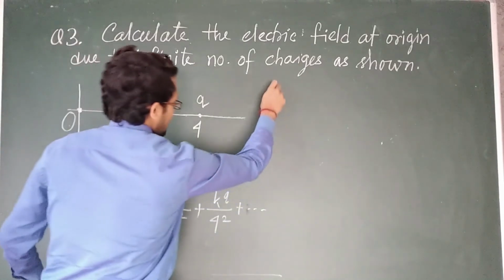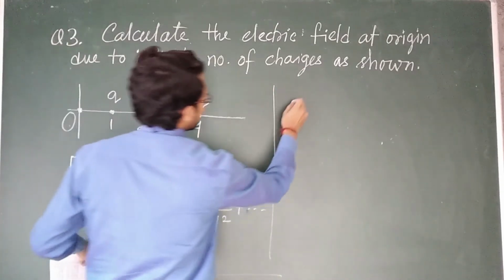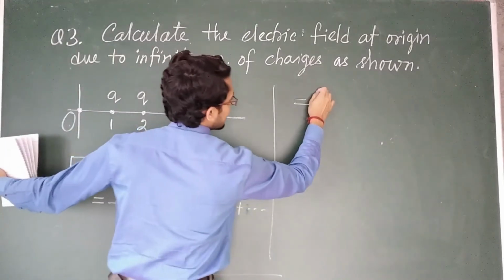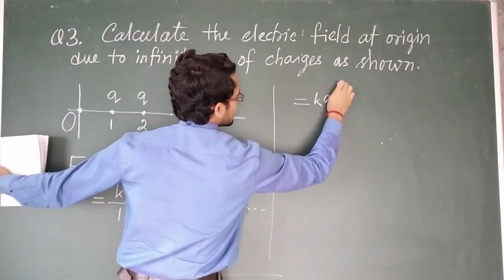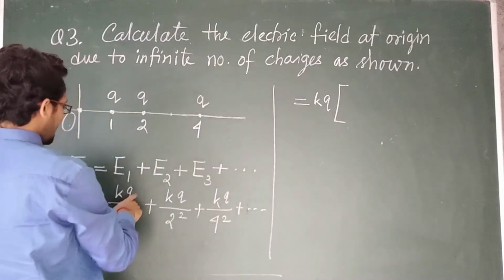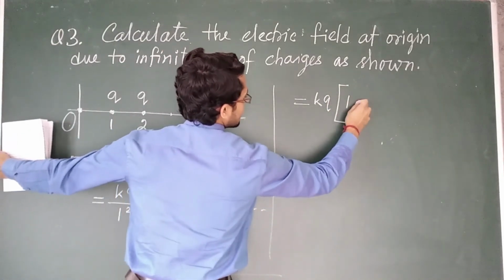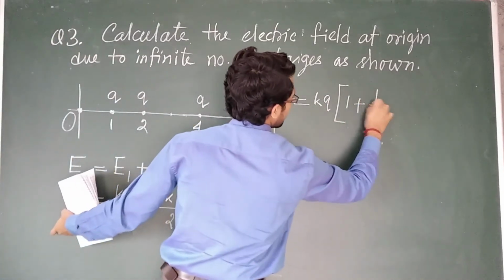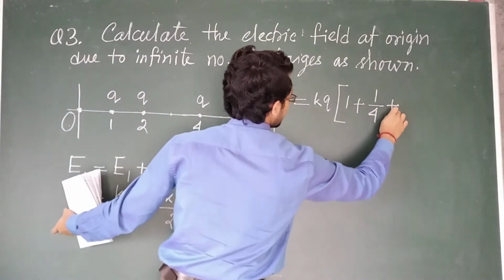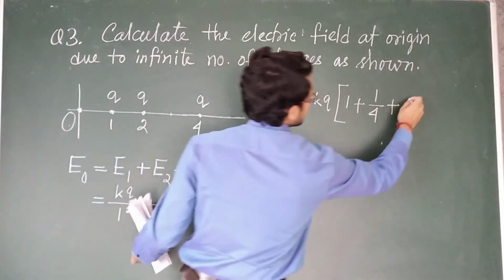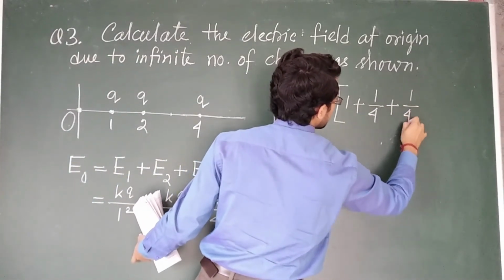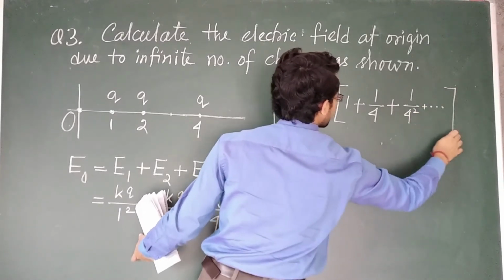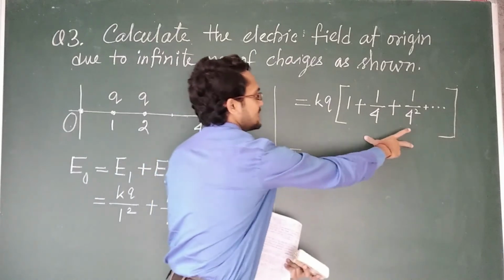Okay, now taking kq common, so 1 by 1 square, so 1 plus 1 by 2 square, means 1 by 4, then 1 by 4 square, and in this way it will go on. Which kind of series is this?